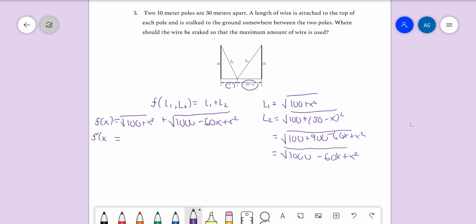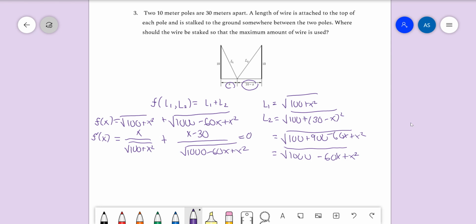So take the derivative. Both of these are chain rule. You use chain rule for the first term and chain rule for the second term. That's just going to give x over the square root of 100 plus x squared. Same thing here, so this will end up being x minus 30, the derivative of the inside, over the square root of 1000 minus 60x plus x squared. Good. Set this whole thing equal to 0. And then you just basically solve for x.